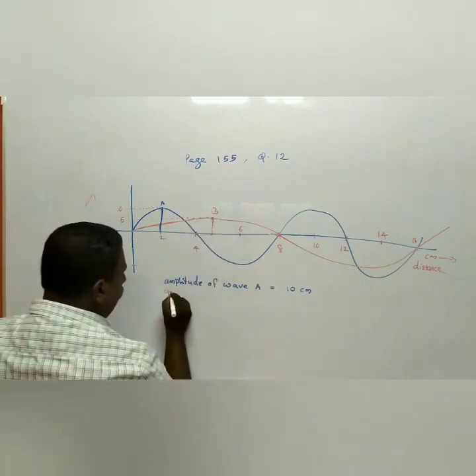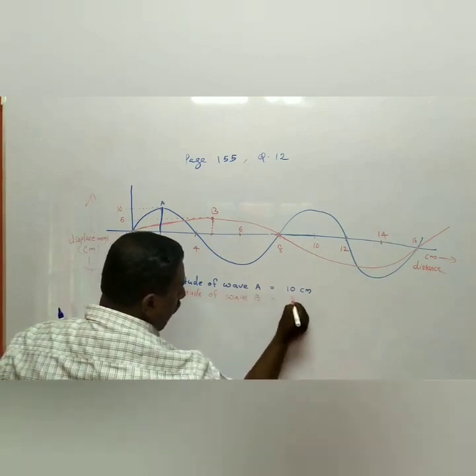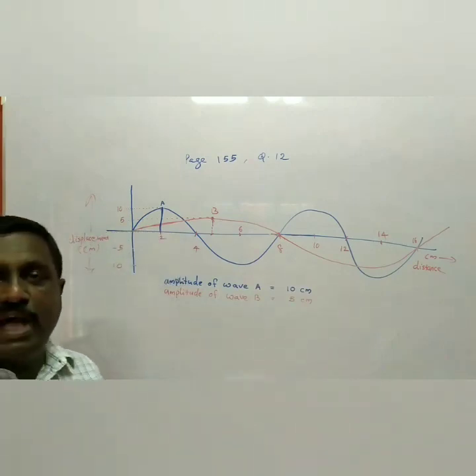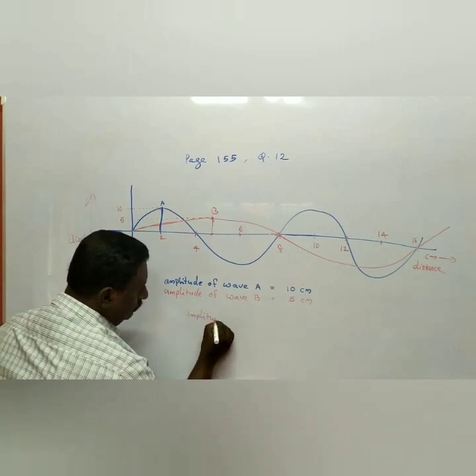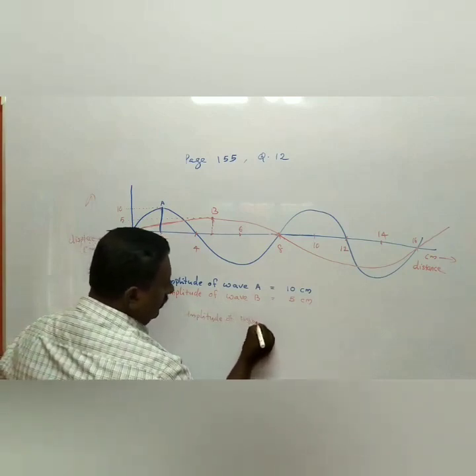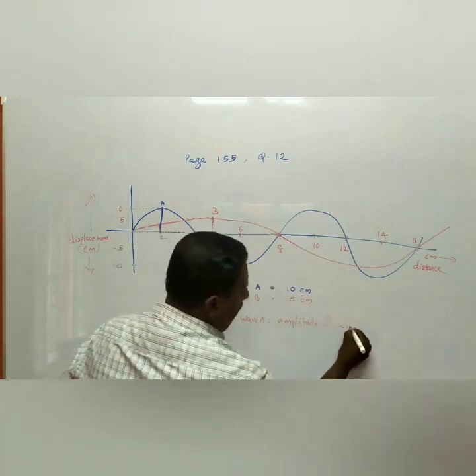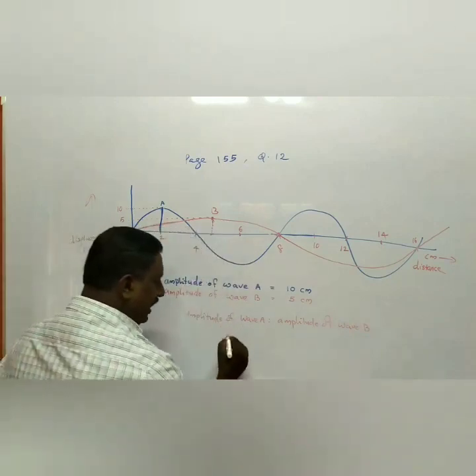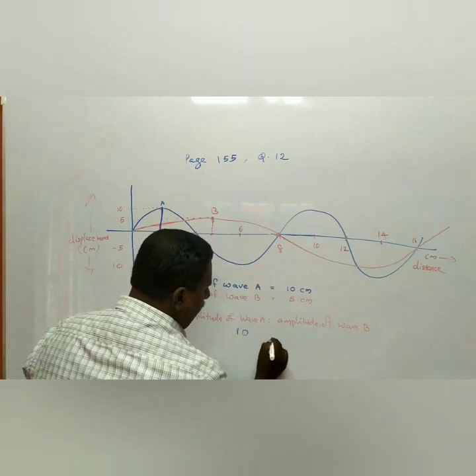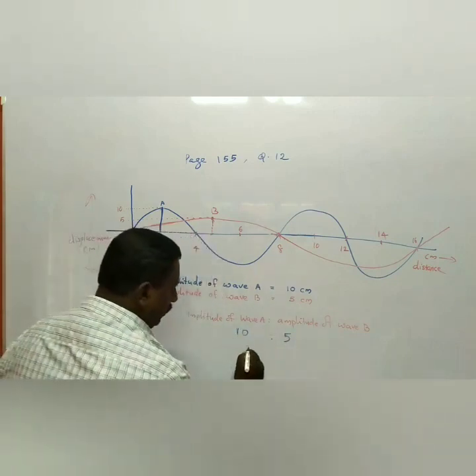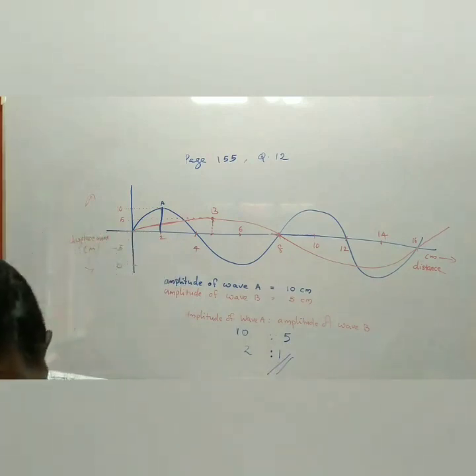So I will write amplitude of wave B is equal to 5 centimeter. The question says we have to compare. That means we have to take the ratio. So I will write amplitude of wave A ratio amplitude of wave B. For wave A that is equal to 10 and for B 5, 10 ratio 5, then 2 ratio 1. This is the ratio of the amplitude. Can you follow me? This is the ratio of amplitude.